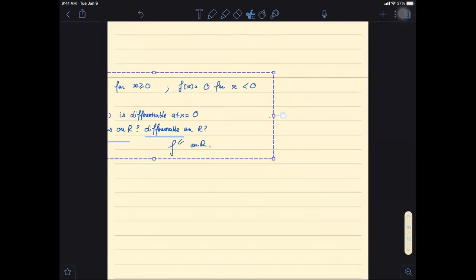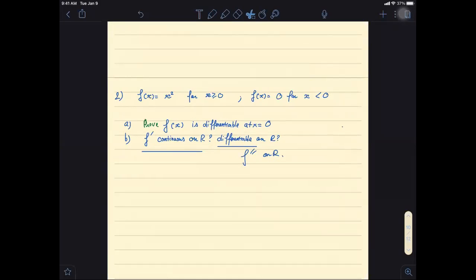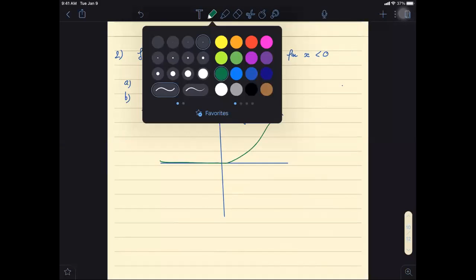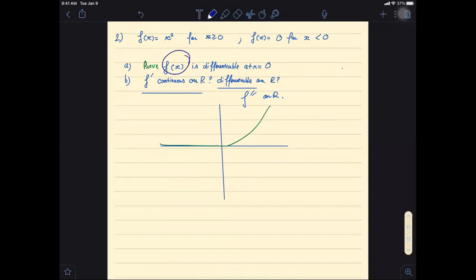This one? f of x equals x squared for x greater than 0, and f of x equals 0 otherwise. So you want to prove f of x is differentiable at x equals 0, right? So this is the picture of it. Oh, it's piecewise, gotcha. So you want to prove f of x is differentiable at x equals 0, right? How are you going to do it?